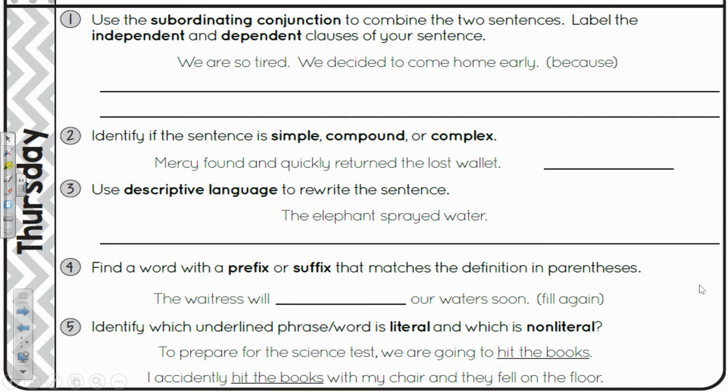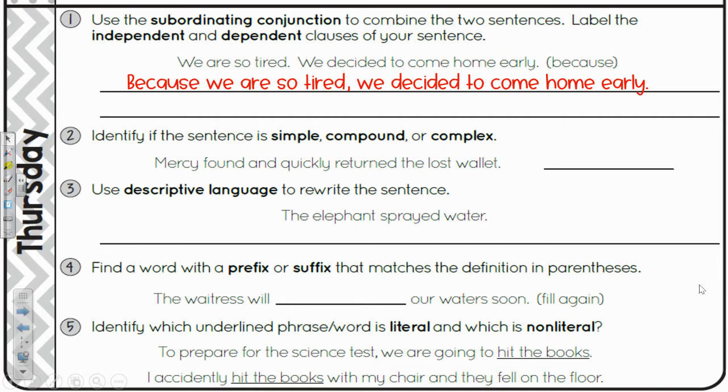I almost think that is backwards. I feel like you would decide to go home early from something because you are so tired. So, if we want to flip that cause and effect relationship, it would make sense to say, because we are so tired, comma, we decided to come home early. That sounds better to me. And now to label our clauses.